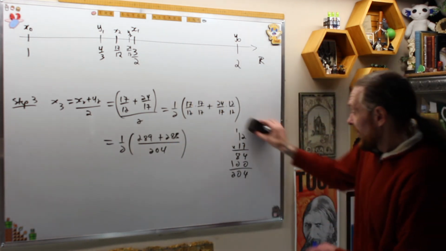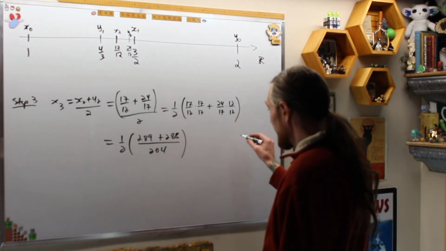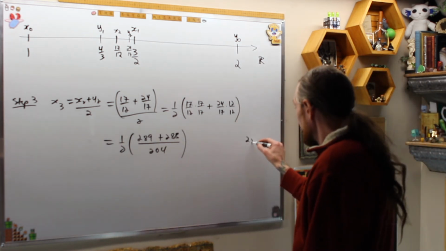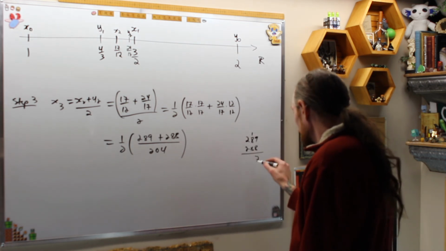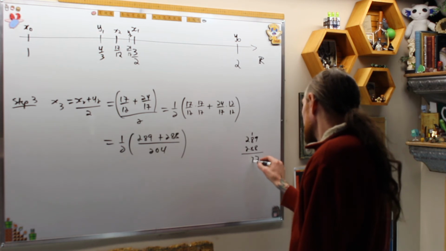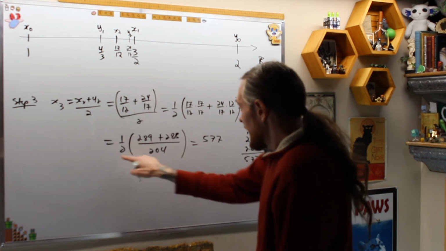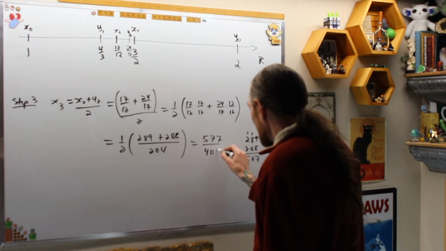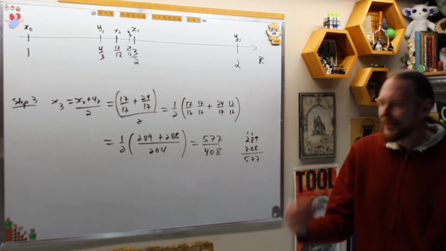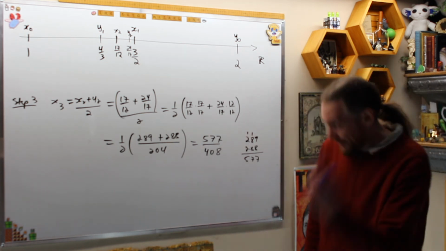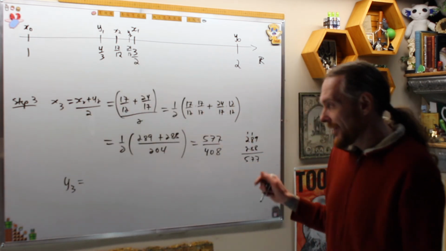And then I need this one. If I have 289 and 288, this is going to give me 577, and then I'm going to get 408. So hand calculations. Where we're going, we don't need calculators. We are the calculator. So y3 is going to be equal to, but I'll probably use this one anyways.